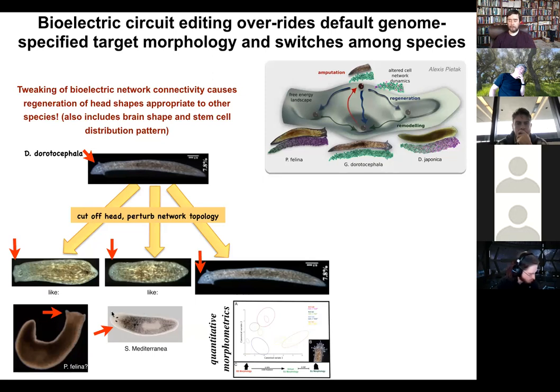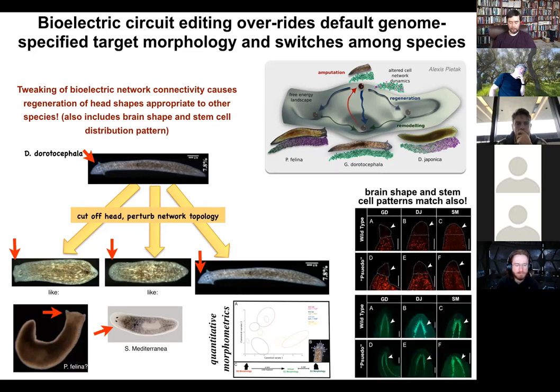distant. So roundheads like this S. mediterranea, or flatheads like this P. felina. And not only the head shape, but actually the shape of the brain and the distribution of the stem cells. So the morphospace is defined by the different potential attractors of this electrical circuit in the space.